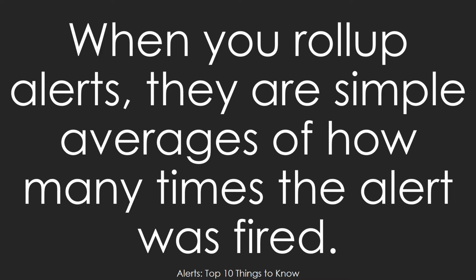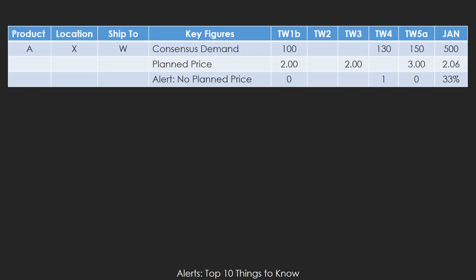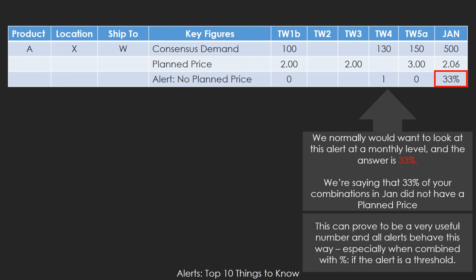Number 8. When you roll up alerts, they are simple averages of how many times the alert was fired. Going back to this earlier example, we normally would want to look at this alert at a monthly level, and the answer is 33%. We're saying that 33% of your combinations in January did not have a planned price. This can prove to be a very useful number, and all alerts behave this way, especially when combined with percentage if the alert is a threshold.